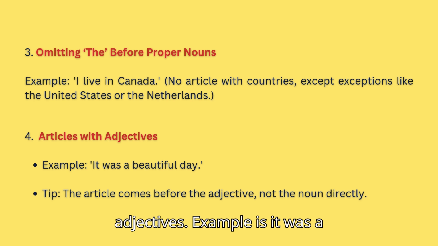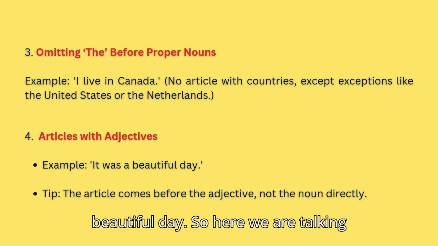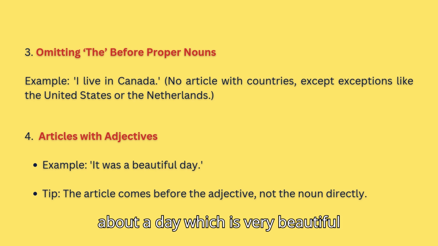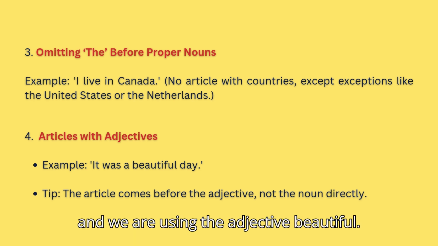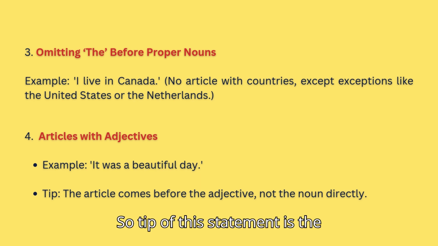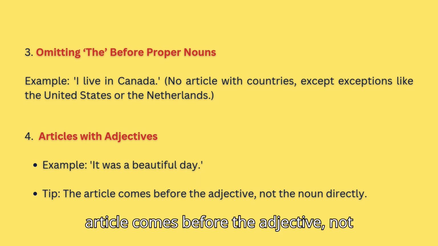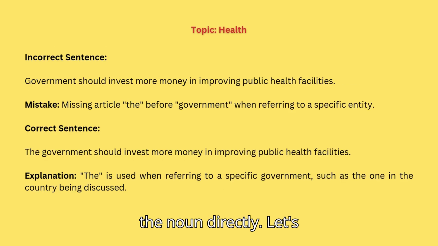Articles with adjectives. Example is, it was a beautiful day. So here we are talking about a day which is very beautiful and we are using the adjective beautiful. So the tip for this statement is the article comes before the adjective, not the noun directly.